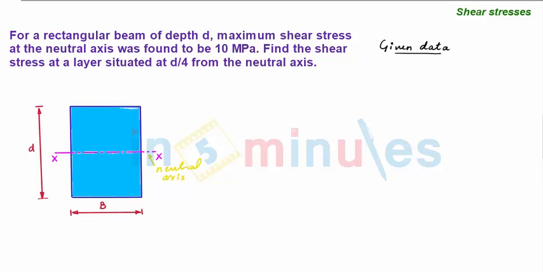In the problem, the given data is shear stress at neutral axis is equal to 10 megapascal. We also know that for a rectangular section, the shear stress at the neutral axis will be the maximum shear stress. So 10 megapascal is equal to tau max. Then we have been asked to find the shear stress tau at a layer y equal to d by 4 from the neutral axis. So now let us solve the problem.